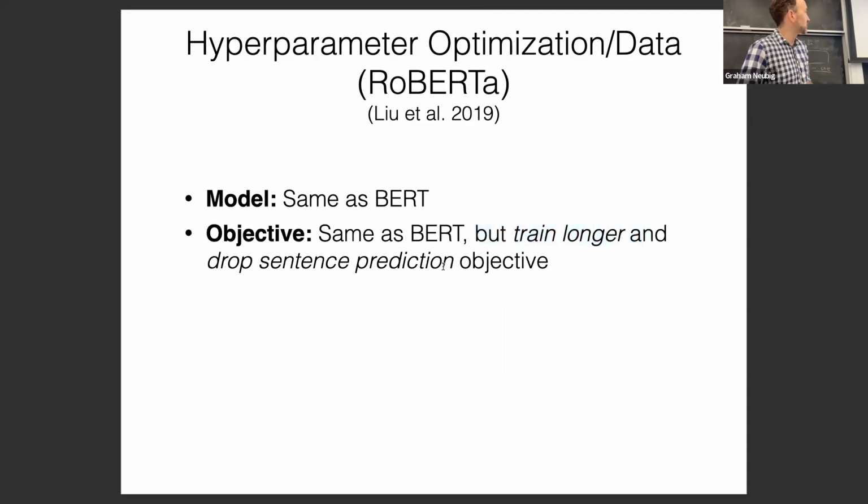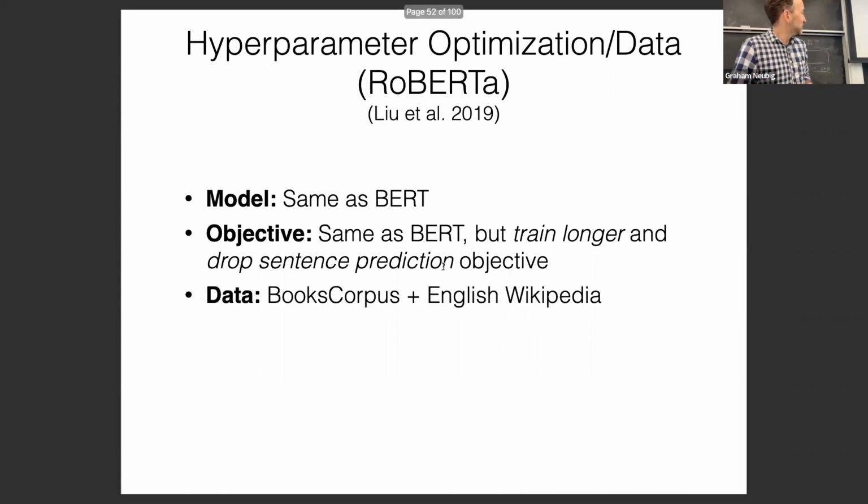And they also dropped the next sentence prediction objective because I guess they didn't find it to be particularly useful, which actually casts a little bit of doubt on the importance of the CLS token and other things like this, but take it as you will. And they trained on the same data. So basically, more or less, they just trained the model for longer.